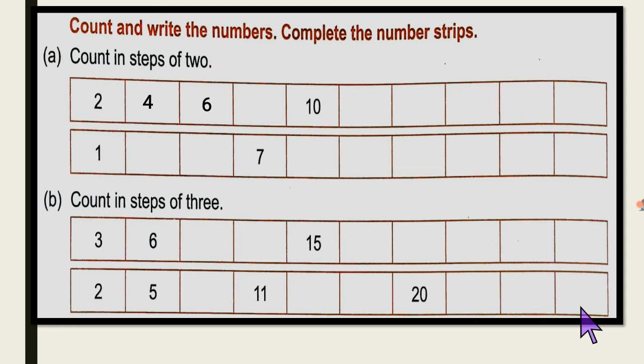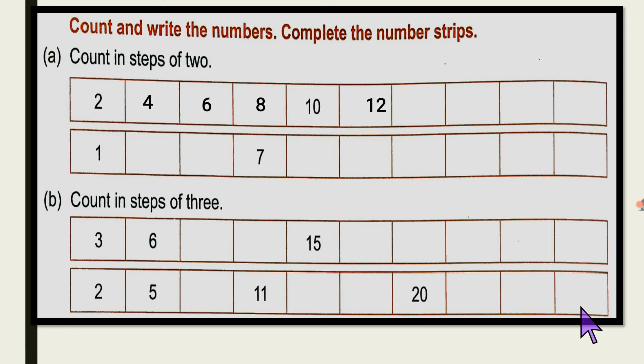Yes, 6. Then after 6, we count forward the 2 steps. Which number do we get? Yes, 8. Here it is already given the number 10. So when we revise, we can understand after 8, when we count forward the 2 step, we get the number 10. Okay. Then after 10, when we count the 2 step forward, which number do we get?